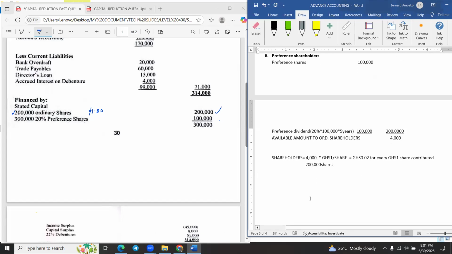So in summary, if the company should liquidate, all the stakeholders, from the preferential treatment through to the government, through to the liquidation expenses downwards, would be fully paid, except ordinary shareholders, who will receive Ghana cedis 0.02 for every 1 cedi contributed.